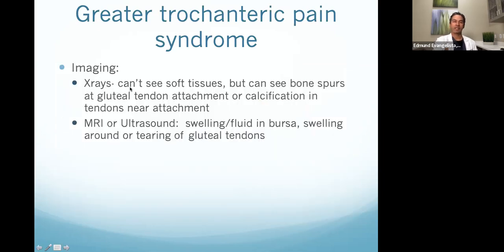Imaging: x-rays don't really help us too much with this pain syndrome. However, we can see bone spurs at the greater trochanter where the gluteal tendons attach, suggesting chronic tendonitis or tendinopathy. Calcifications in the tendon or the attachment can be seen, but we really see best with MRI or ultrasound. Both of these will show fluid or swelling in the bursa, so if there's a true bursitis, we can see it on both MRI and ultrasound, and we can see any pathology of the gluteal tendons themselves. You can see if there are any tears of the tendon, or inflammation around the tendons, on both MRI and ultrasound.